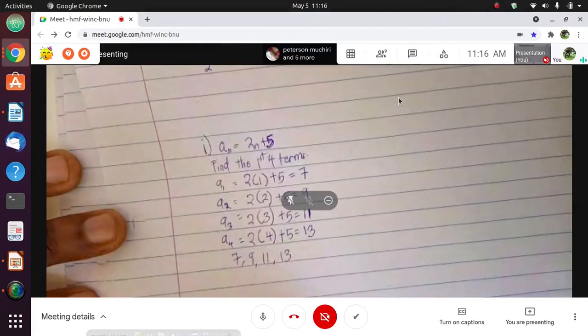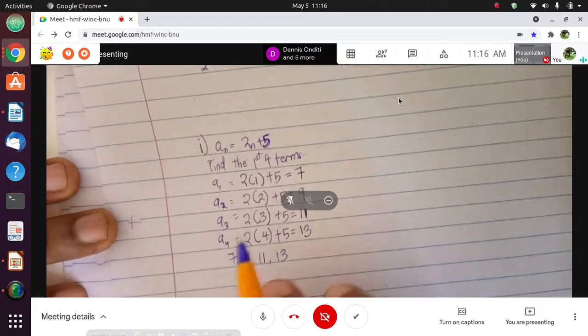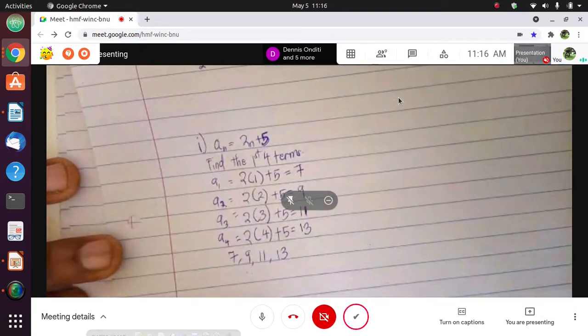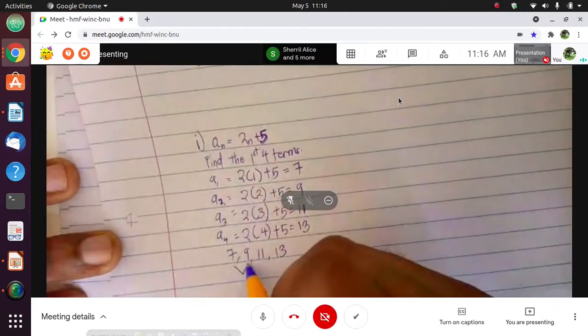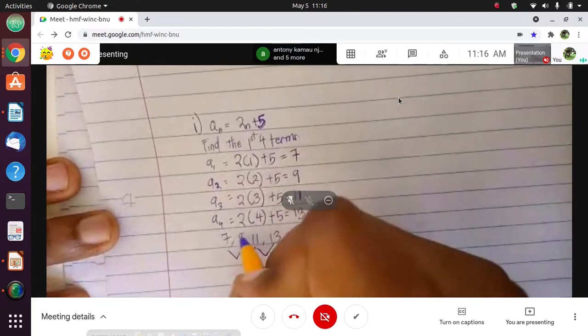Now, the sequence that we have here is 7, 9, 11, and 13. That is the sequence that we have. Now, we can identify whether this sequence is an arithmetic sequence or a geometric sequence. And how do we do that? For an arithmetic sequence, you'll find that the difference between these numbers should be equal. What do I mean? This is A1, A2, A3, A4.